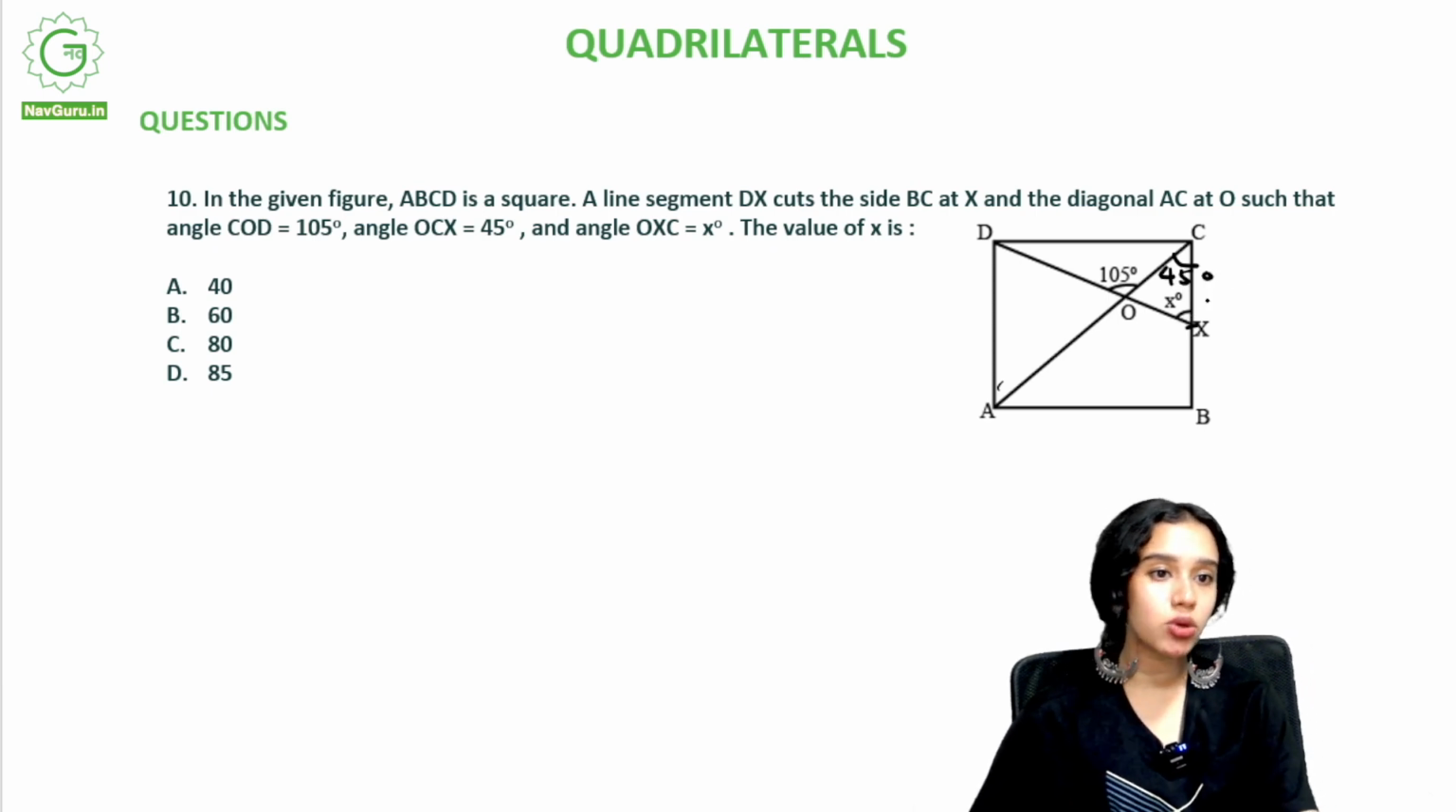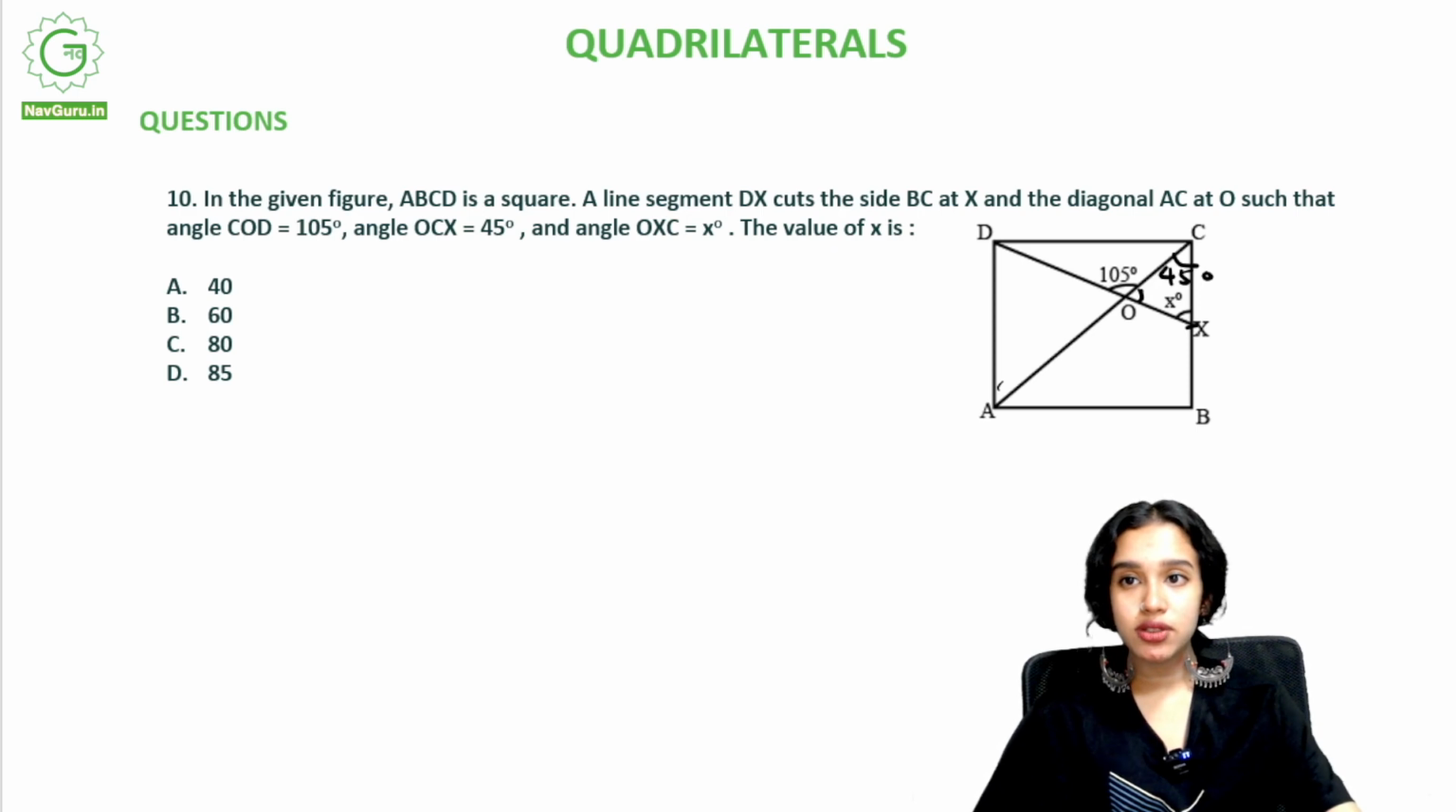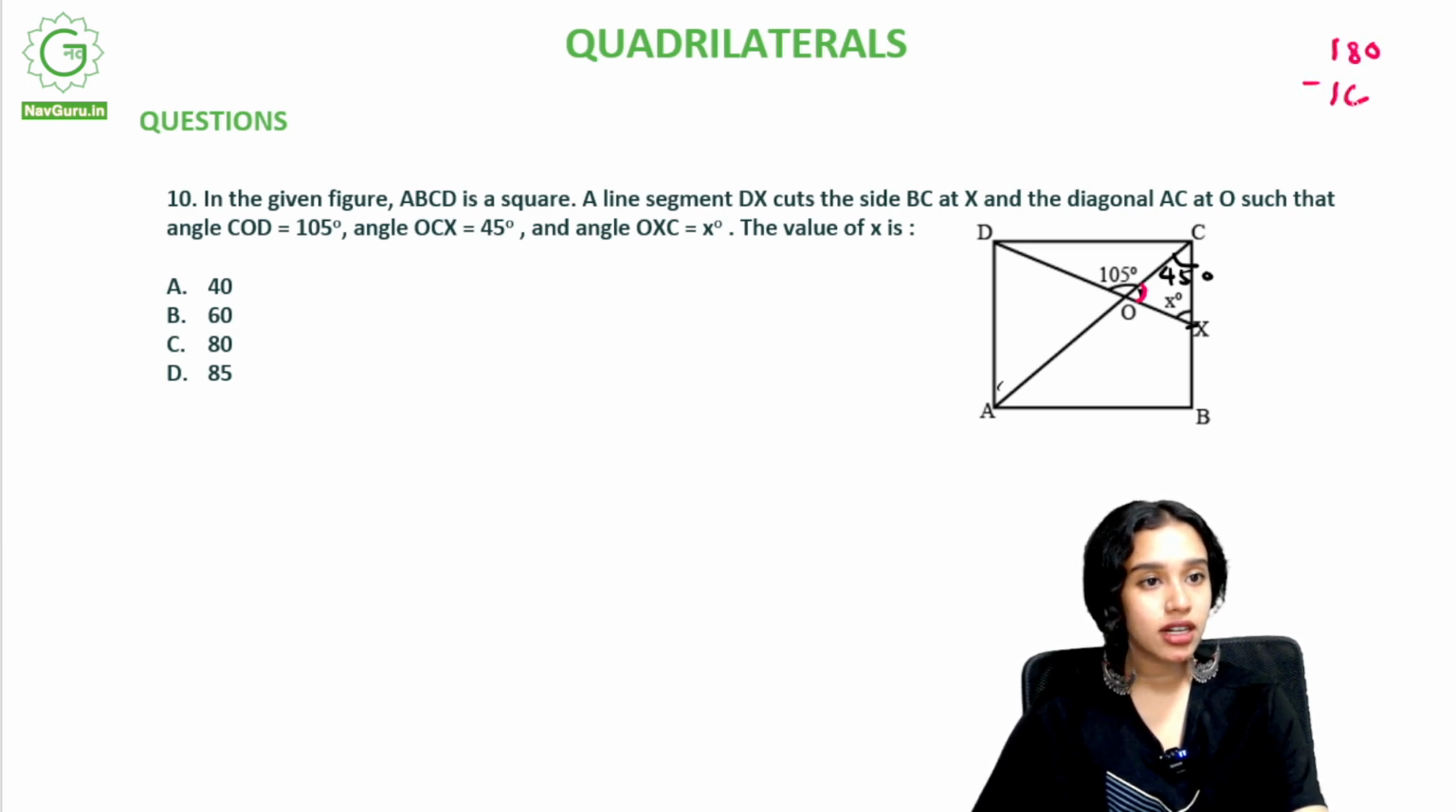So what do we have going on here, right? If this is 105 degrees, this is a straight line, right? So let's use a different color just to recognize which angles we are putting in. So this would be equal to 180 minus 105. So this is 75 degrees. So this angle should be equal to 75 degrees.